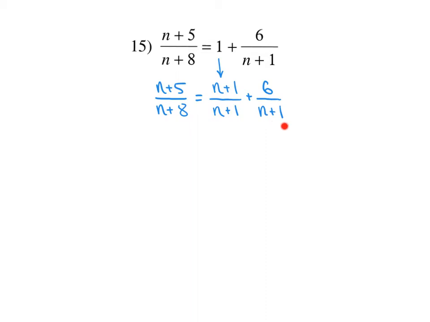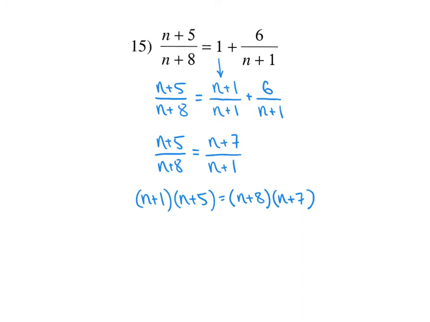Now that I have my common denominator, I'm going to add these two numerators, and this will become one fraction. As I said, now that I have one fraction over here, and it's set equal to another fraction, I'm allowed to cross multiply, which means I'm going to do one denominator times the opposite numerator and set that equal to the other denominator times the other numerator. I'm going to leave everything factored to show the next step.